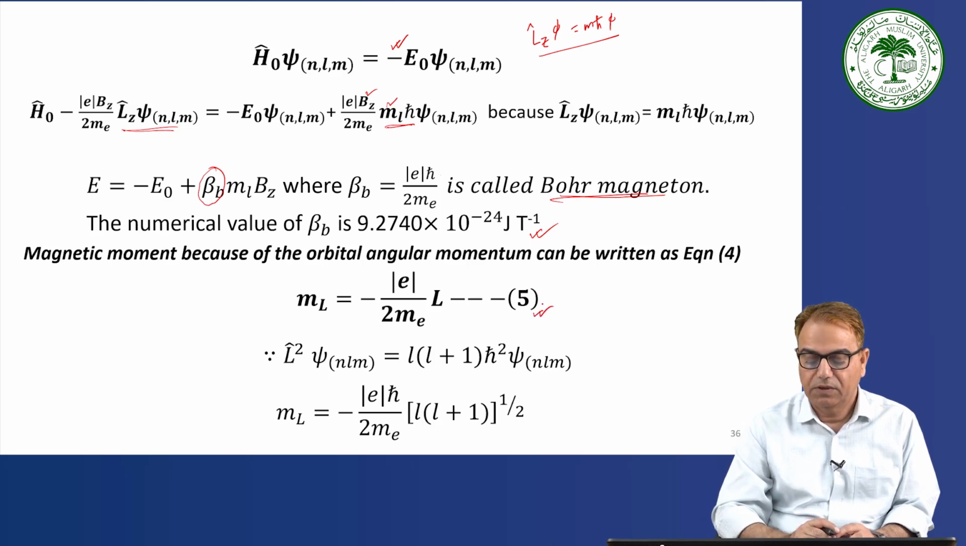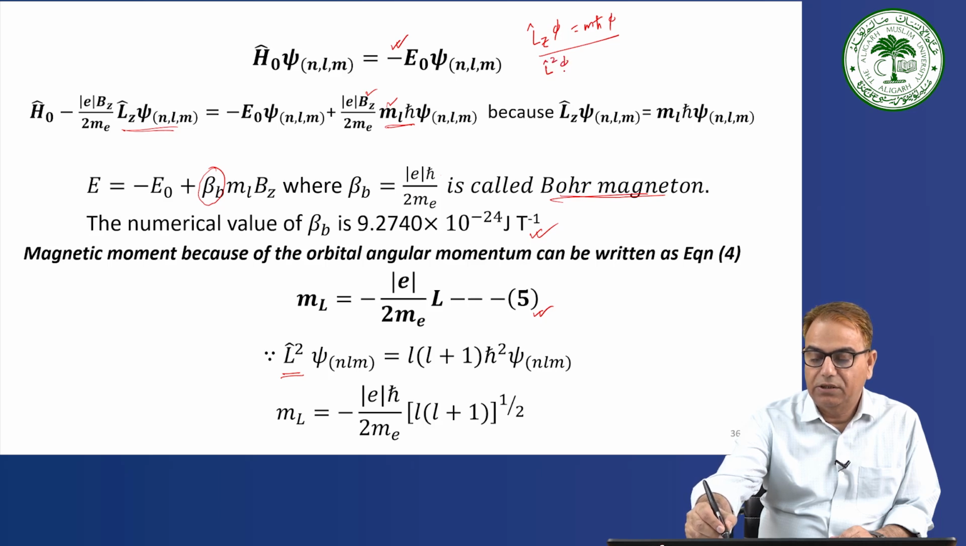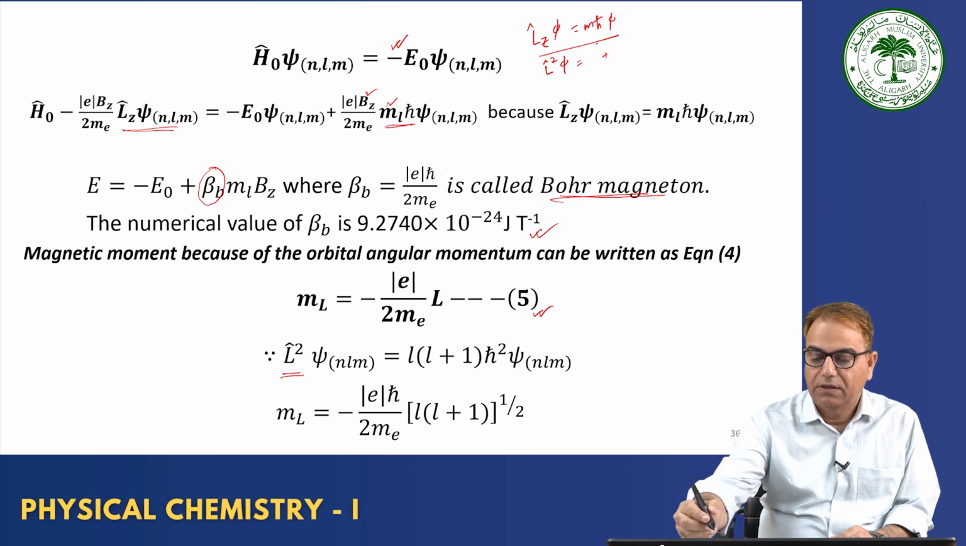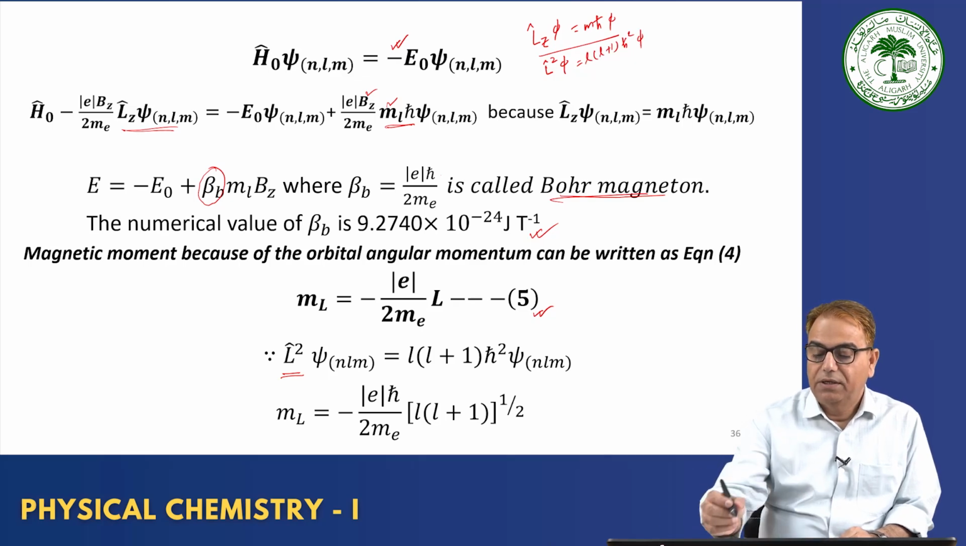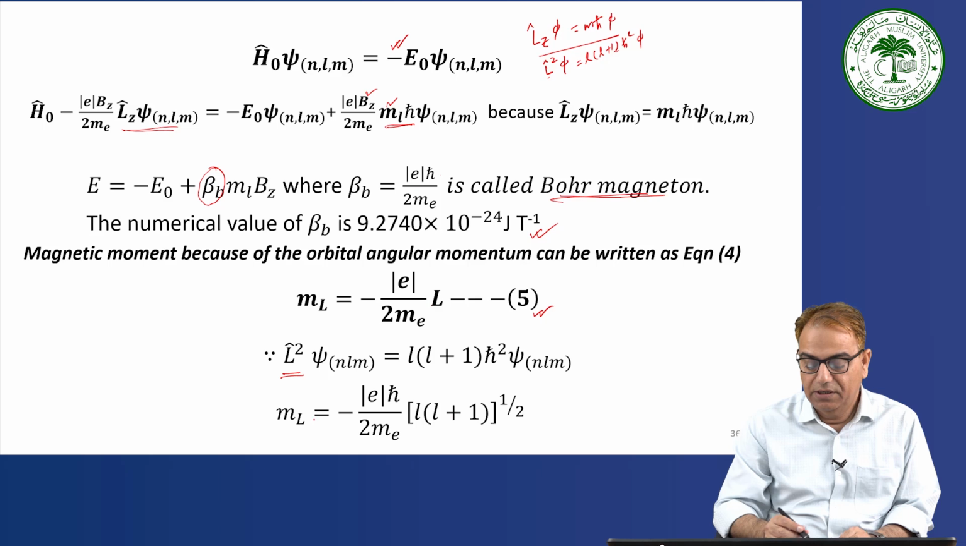So what does it mean? If you operate with L square on psi, what do you get? Always remember that if you operate with this one, you get L into (L plus 1) ħ² into phi, whatever the wave function. So the L value will be the square root of L(L plus 1) into ħ. Putting that L value here, M_L becomes equal to minus eħ/2m_e times [L(L plus 1)] raised to the power half. So ħ comes here, and this one is the eigenvalue of L square.